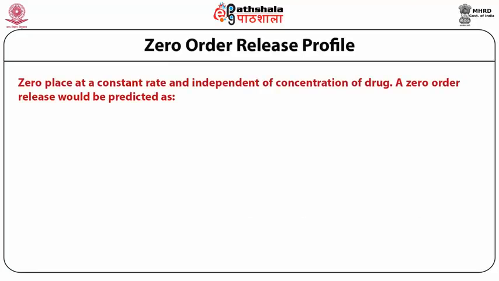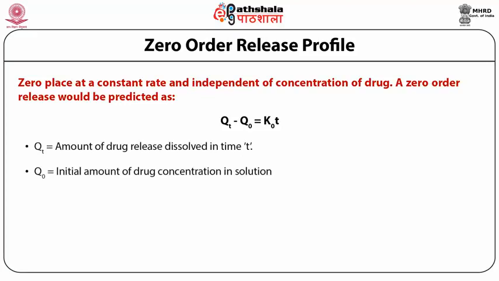Under the zero order release profile, the drug dissolution process from the dosage forms takes place at a constant rate and independent of the concentration of the drug. Zero order release is primarily predicted as Qt minus Q naught is equal to K naught t, where Qt is the amount of drug dissolved in time t and Q naught is the initial amount of drug concentration in the solution, and K naught is the zero order rate constant.